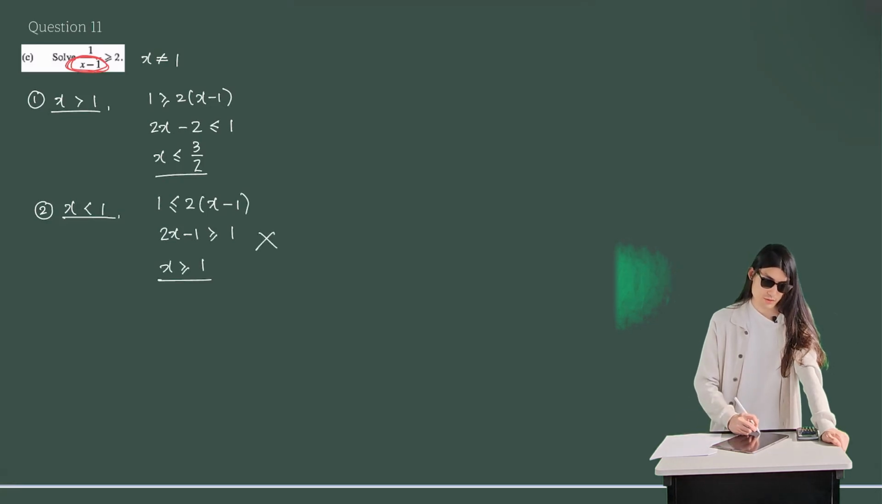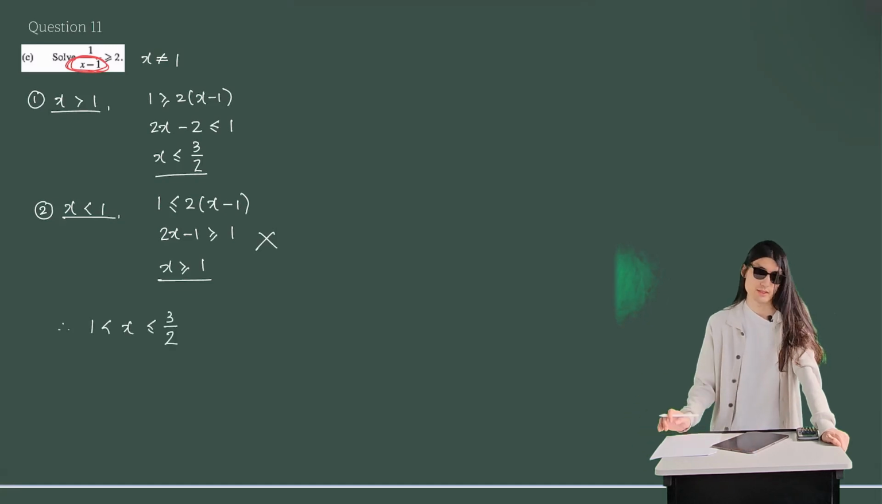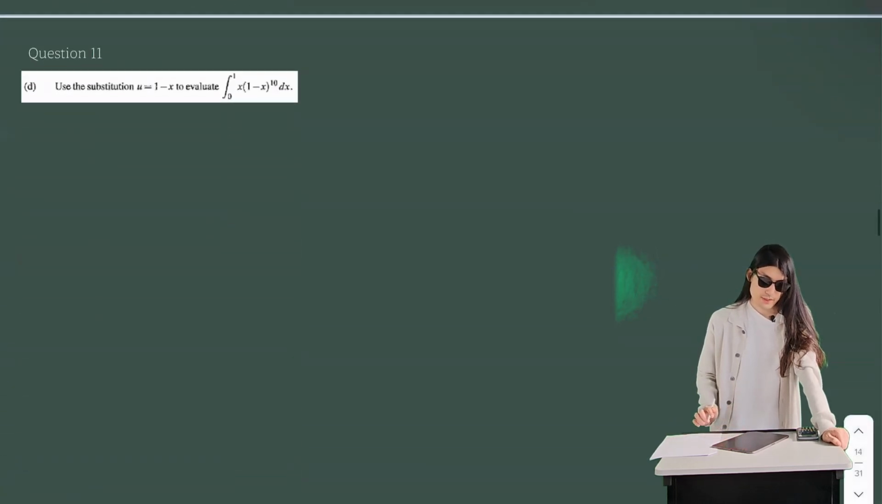Then the only solution for x comes from the first case, and that solution was this, wasn't it? Okay. 11c done. Moving on to 11d, substitution.